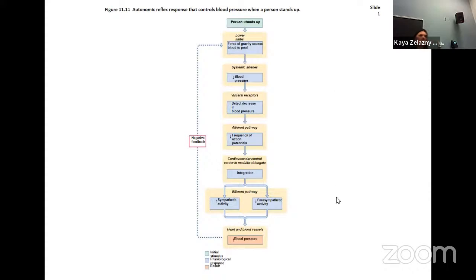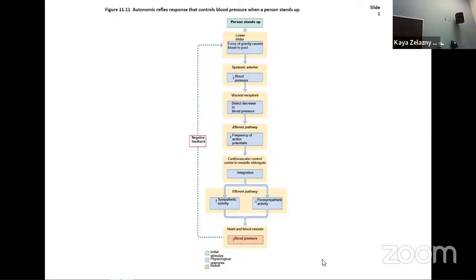So this is an example of how these things regulate. This is an example of what happens when you stand up. It is true that when you stand up too quickly, you sometimes get that gray vision with the stars. It happens to me sometimes. It's usually a sign of low blood pressure.